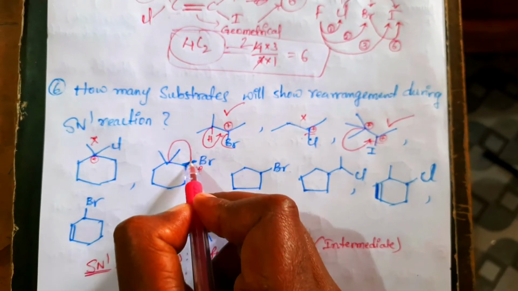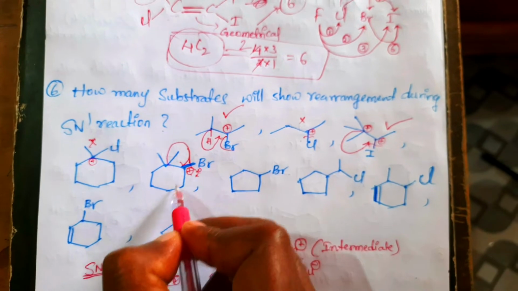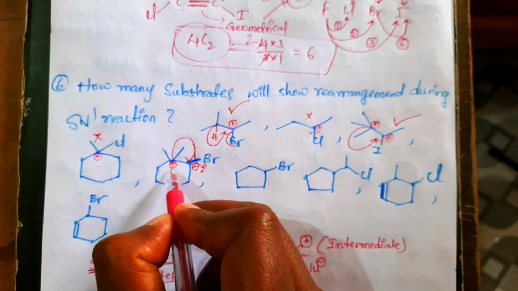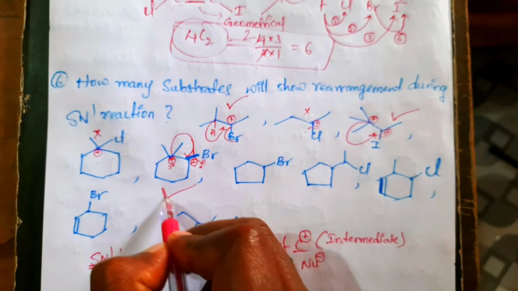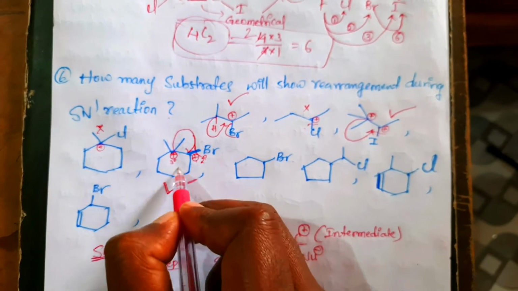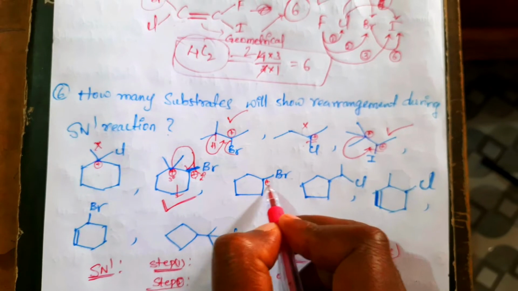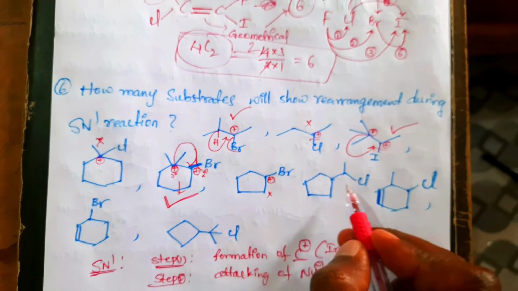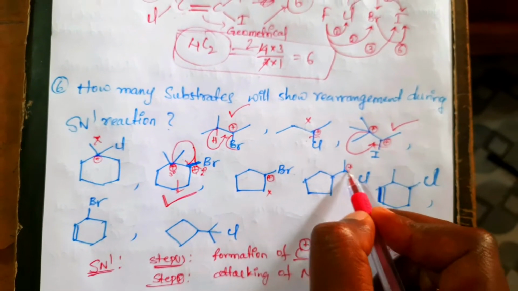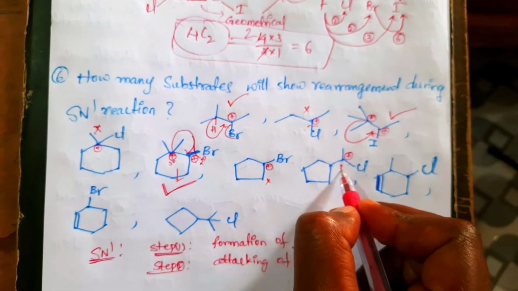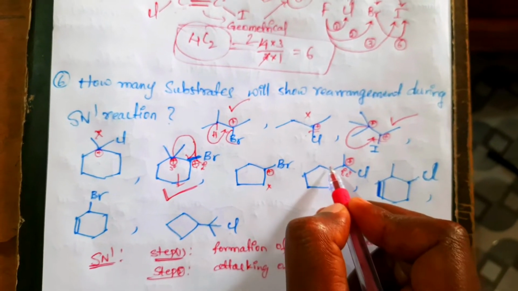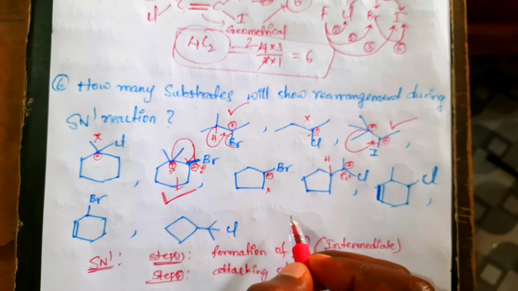So this alkyl group is shifted onto this carbon. Then what happens? We are going to get the tertiary carbocation. Here rearrangement is there. In this case rearrangement is there. Now in this case all will be secondary carbocation, no rearrangement. But whereas in this case we will get the positive charge here. It is secondary carbocation.